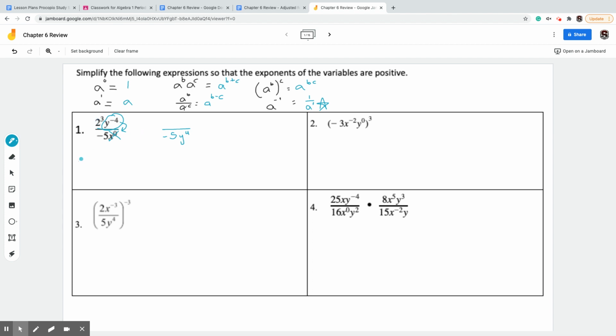Well, 2 cubed is just 2 times itself a bunch of times, right? Which is 8. Now I look for 8 and negative 5 since they are my whole numbers. And I see, does anything simplify? No, it doesn't, so that's my answer.